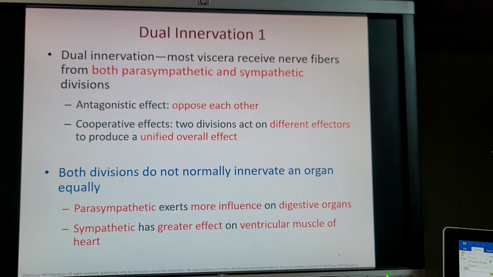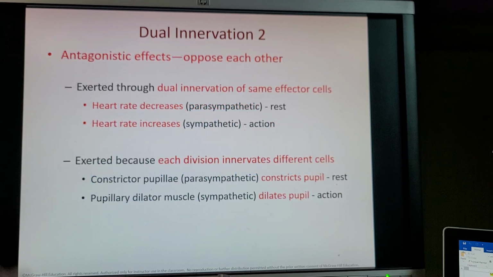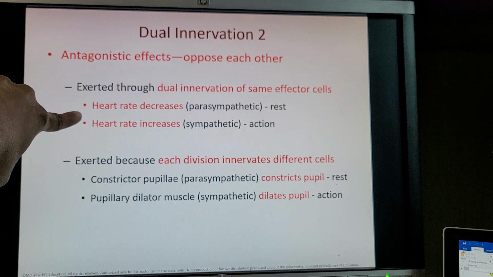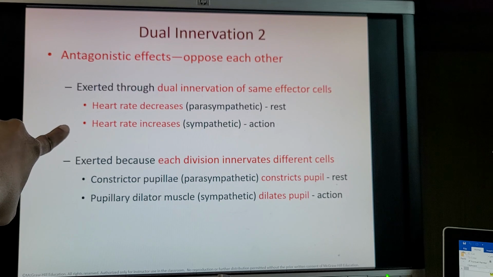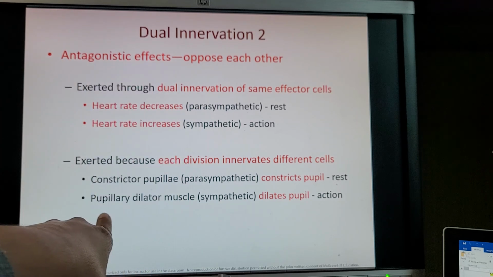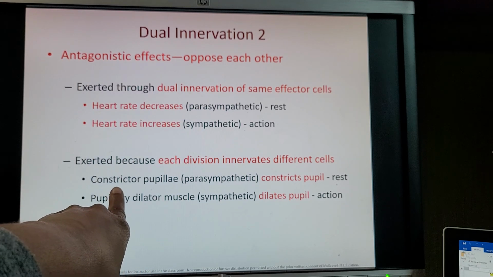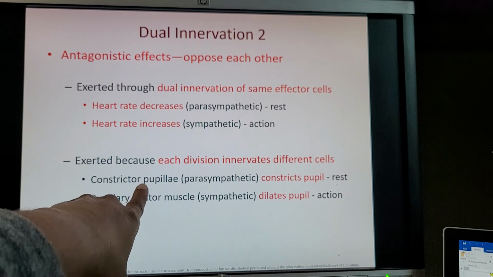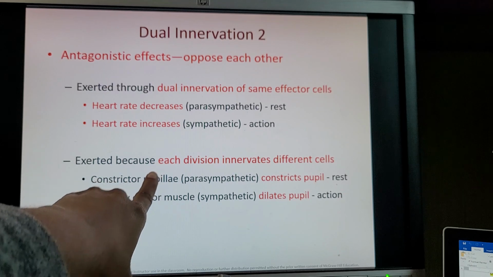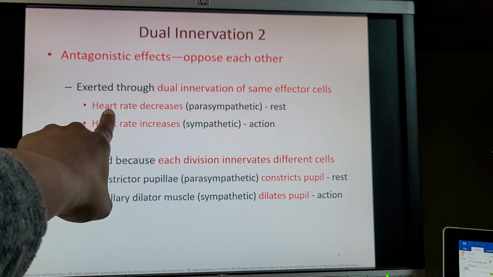With the two different effects, again, the effects are going to be antagonistic, or opposite to each other. For example, with differences in your heart rate, your parasympathetic is going to decrease it, and your sympathetic is going to increase it. Sometimes you're focusing on the exact same section, so here, you're targeting your pacemakers.